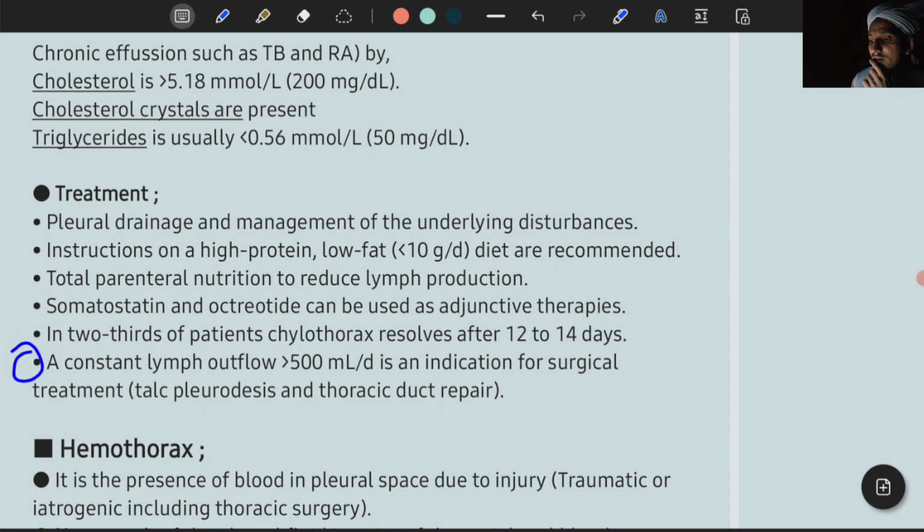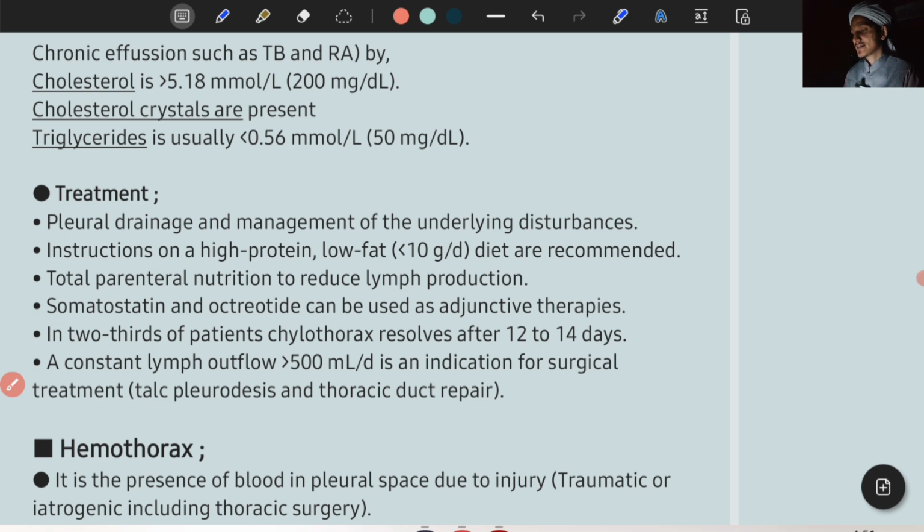a constant lymph outflow of more than 500 ml, half a liter per day, through the ICD is an indication for surgical treatment. If it doesn't resolve, or if the drainage is very high, then surgical treatment is required. That was about chylothorax.